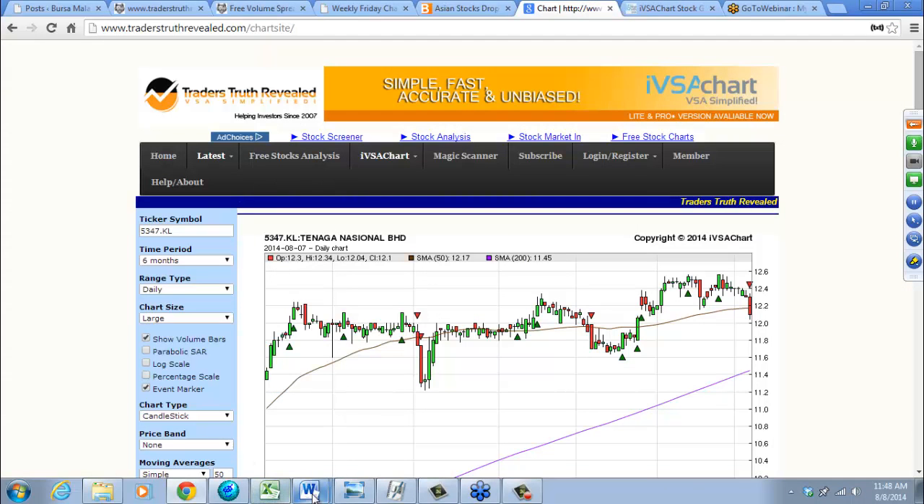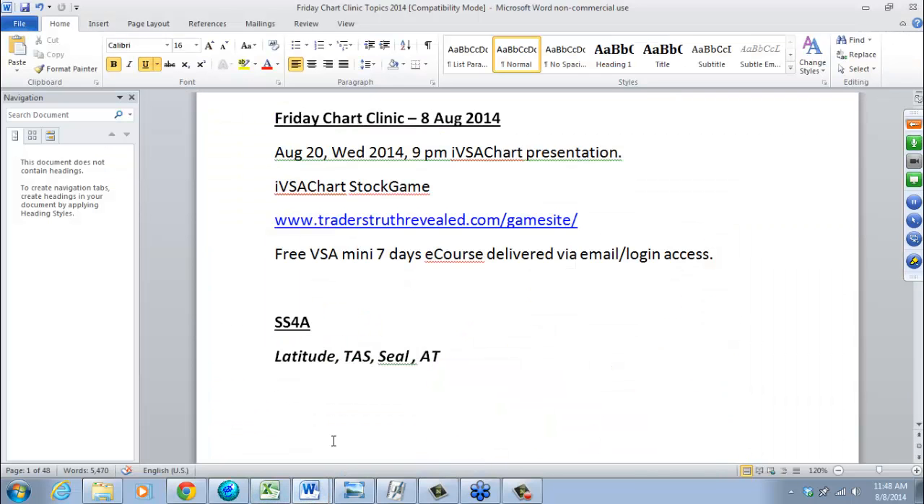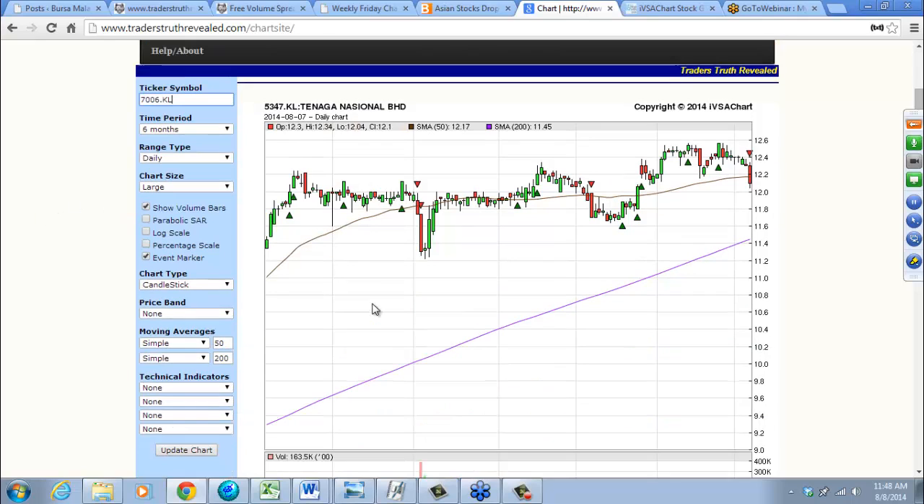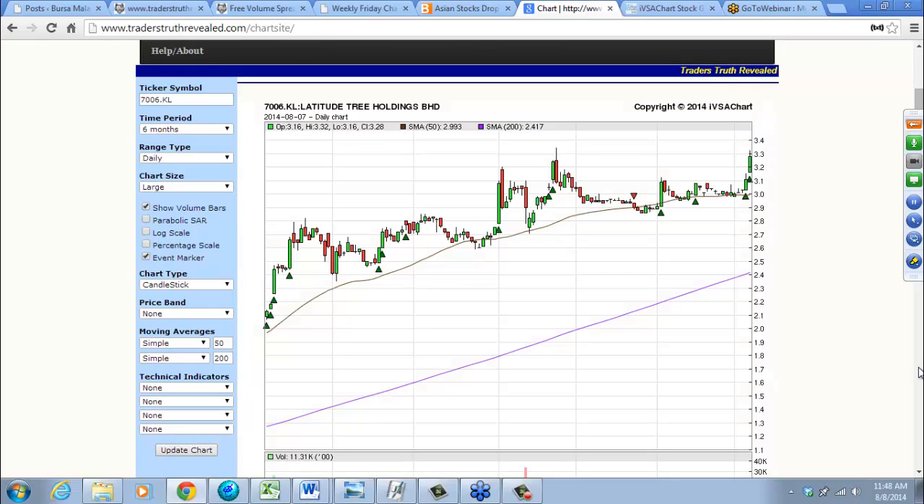The first one that I have here is latitude, LAT. Latitude 3, and I will update this. Nice one, latitude is holding up well at $3 there. I think that's certainly very good. I think this is going to have a bit more upside.